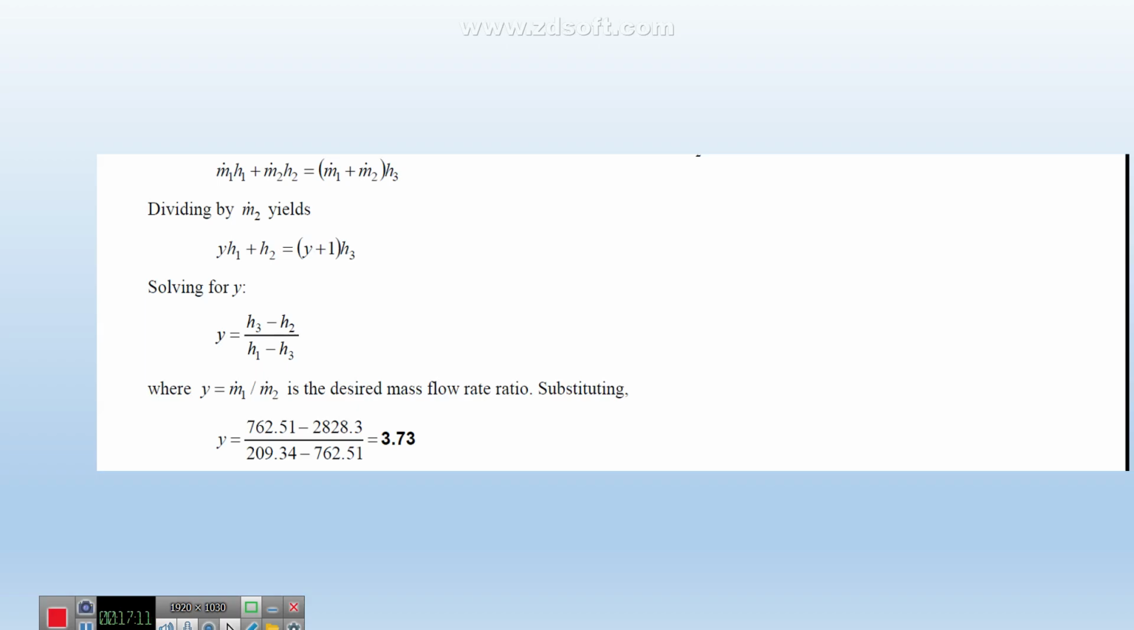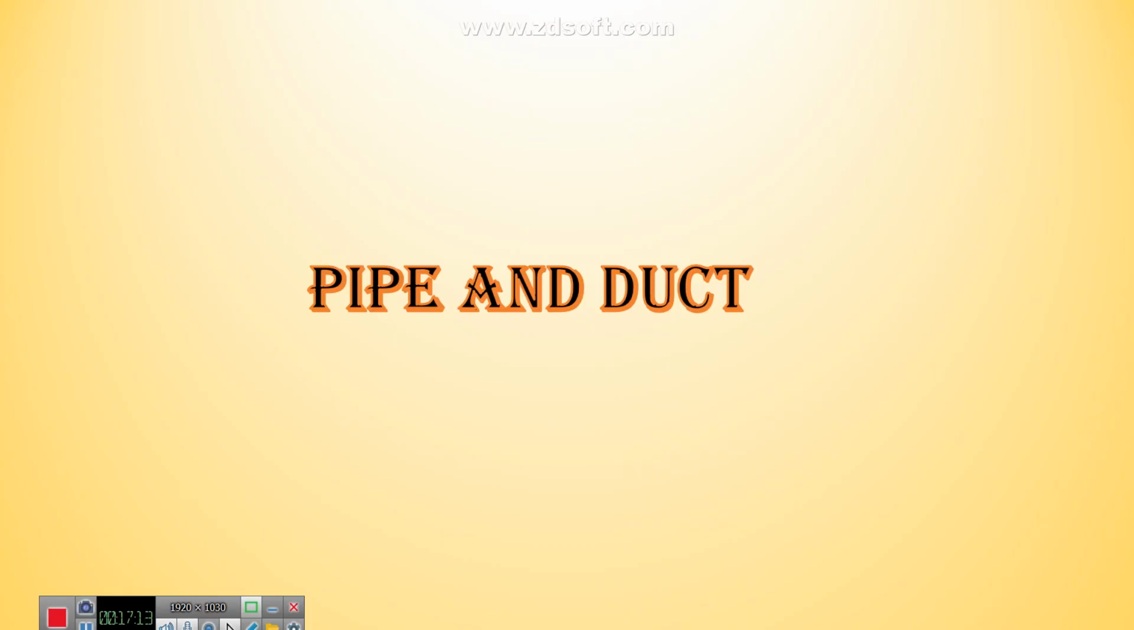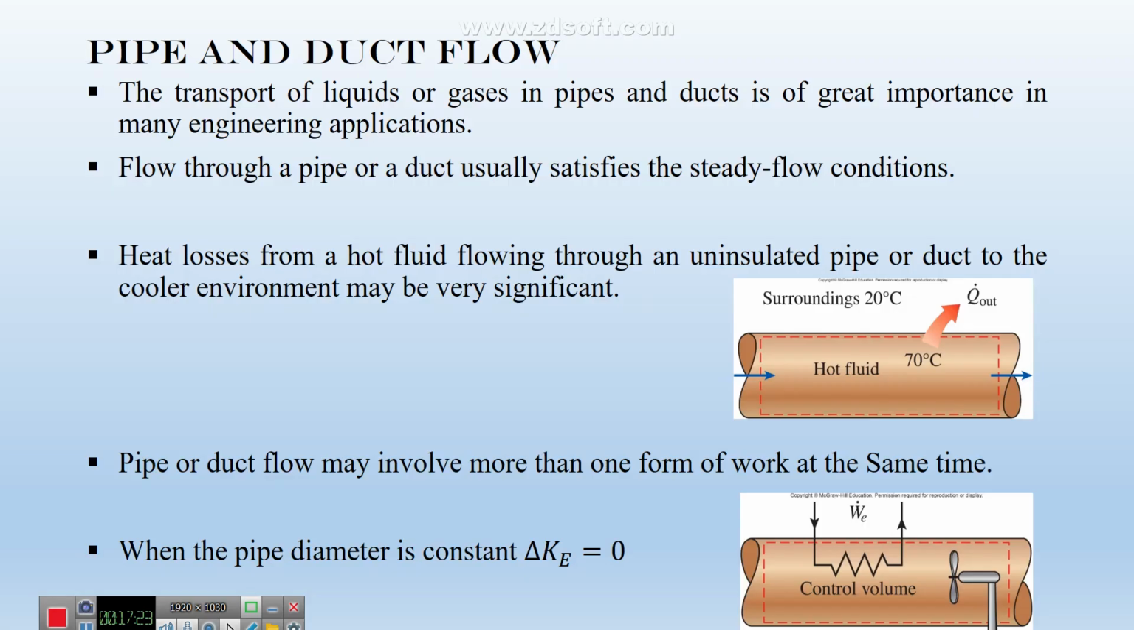Now, this is the last part of this steady state equipment. The last one is pipe and duct. We already discussed pipe and duct in chapter 2. Here we just go over it in more detail. Normally pipes and ducts are used to transfer fluids from one point to another.